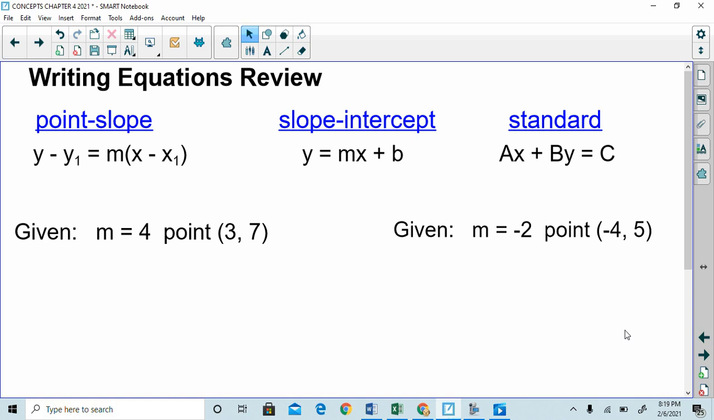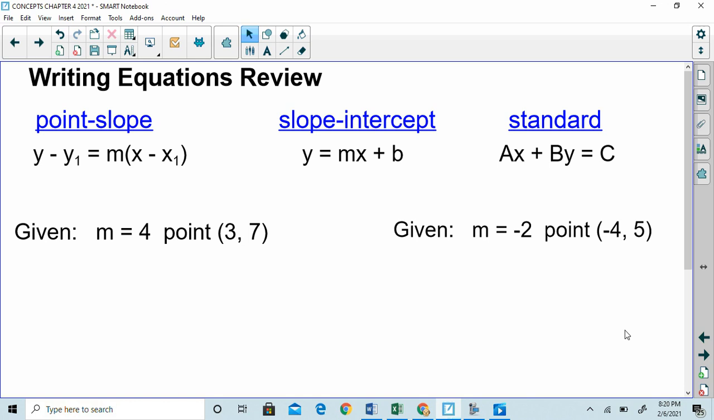So if I give you a slope and a point, m is equal to 4 and the point is (3, 7), we can start off, if we'd like, by writing this in point slope form. We could also start by writing slope intercept form. We can use either one of those first two given this information. But I'll start with point slope.